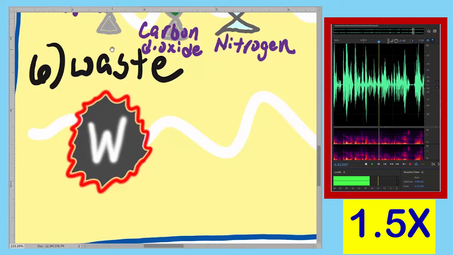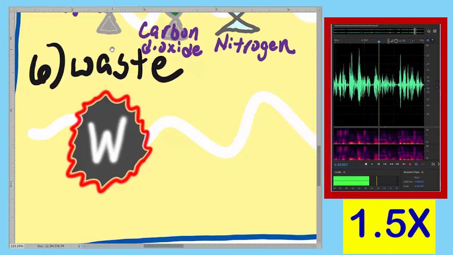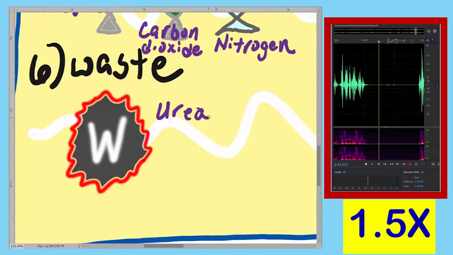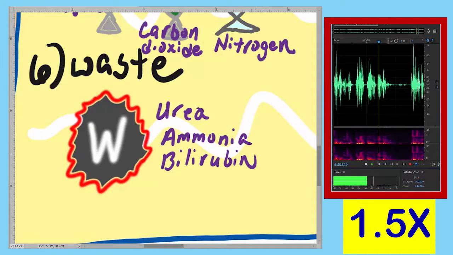Ammonia, I only indicate that one because you're familiar with what ammonia is. And the last one is bilirubin, because bilirubin was discussed along with jaundice in Anatomy and Physiology 1. So let's indicate those 3 here. And so these are the 3 waste components that I would want you to know: urea, ammonia, and bilirubin.